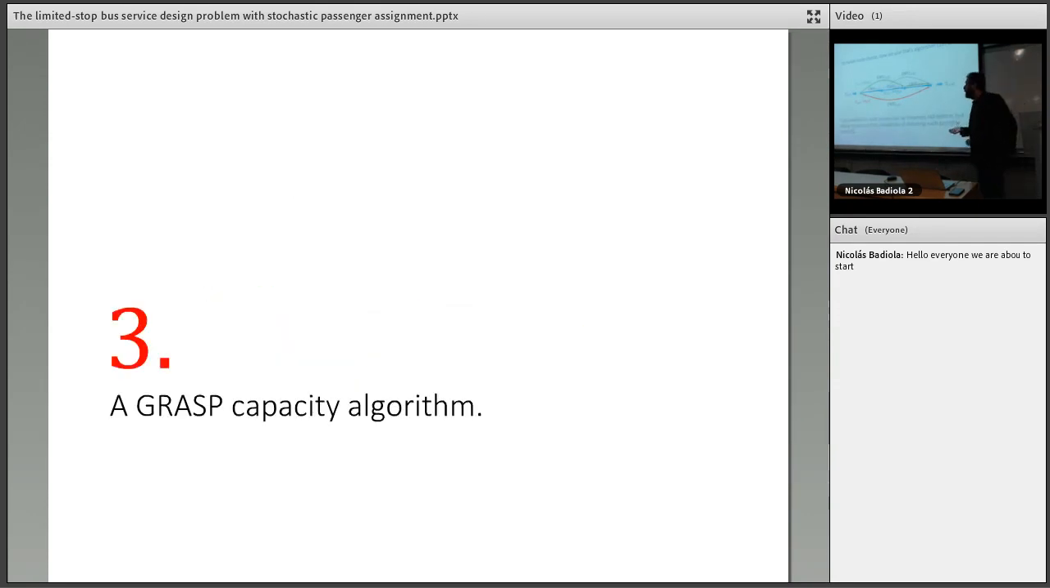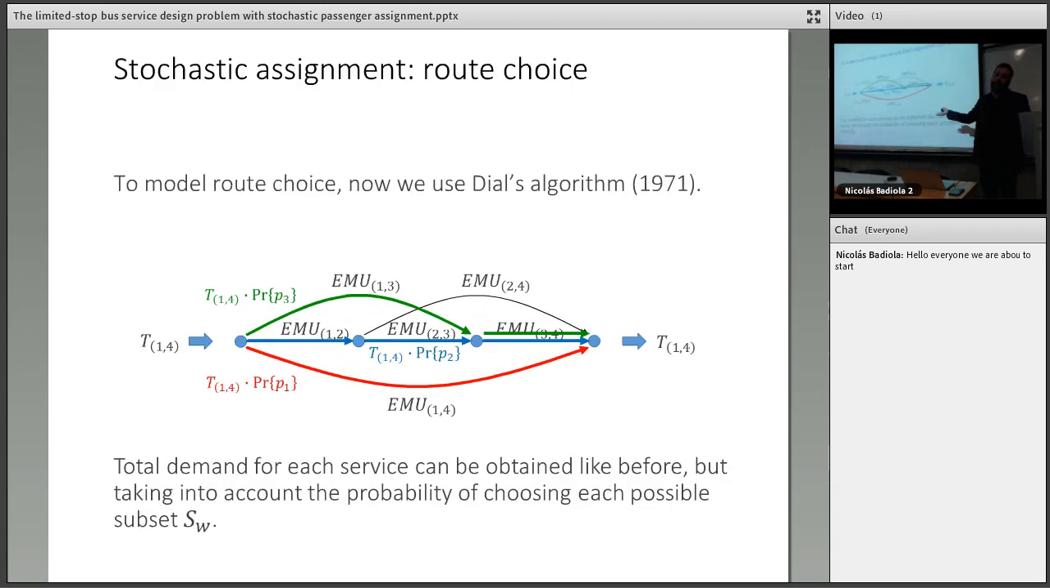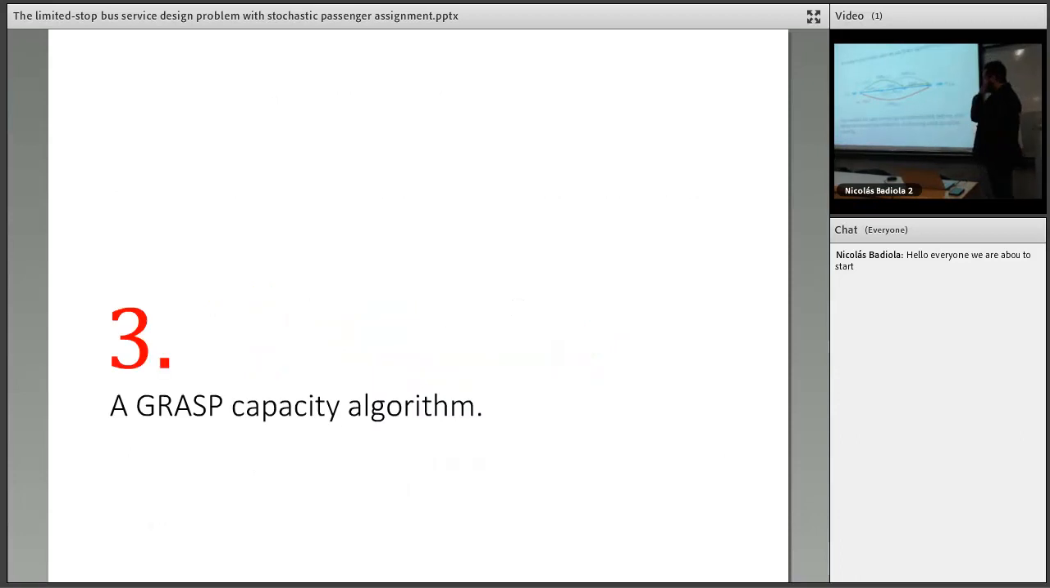So the total demand, the step 3, I'm not going to illustrate it because it doesn't really change, but it can be obtained like before, taking into account that now we have probabilities, so it's a little bit more sophisticated, but it's not that hard to do, so it's pretty straightforward.